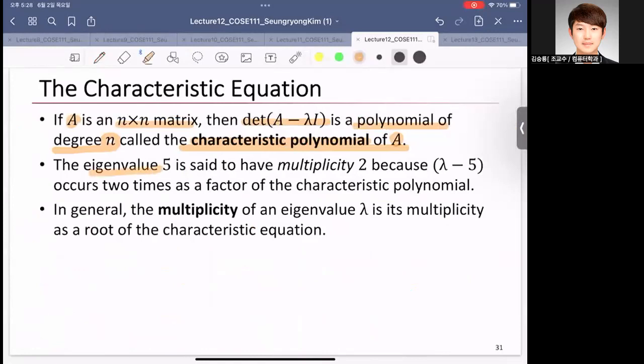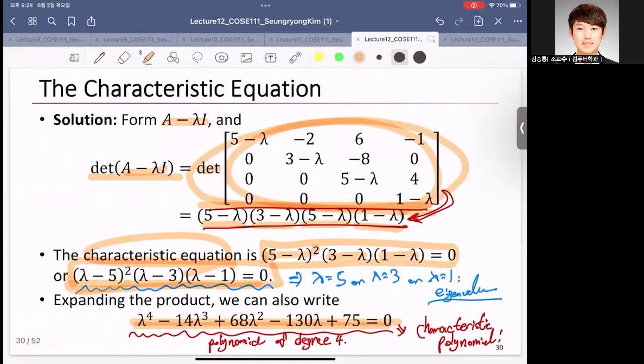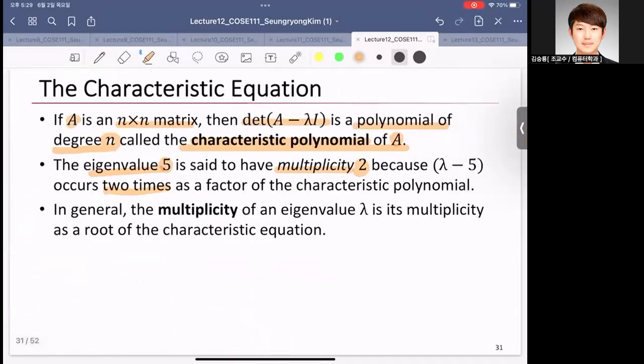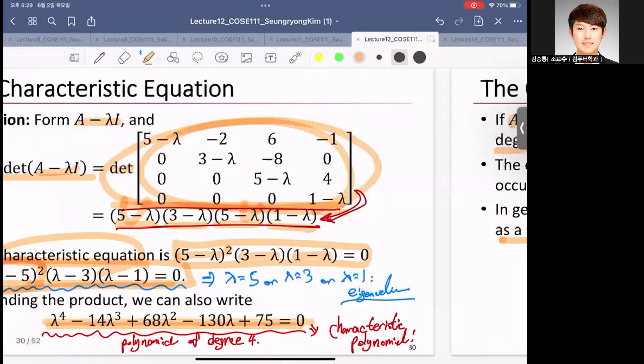Primary concept is the eigenvalue 5. Eigenvalue 5 is said to have multiplicity 2 because lambda minus 5 occurs 2 times as a factor of the characteristic polynomial. 그쵸? From here, we just say that eigenvalue 5 is said to have multiplicity 2. In general, the multiplicity of an eigenvalue is its multiplicity as a root of the characteristic equation. In this case, it is 2.